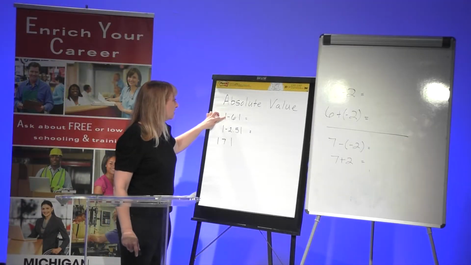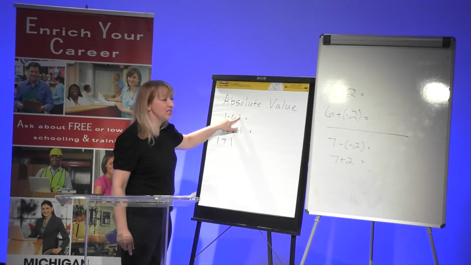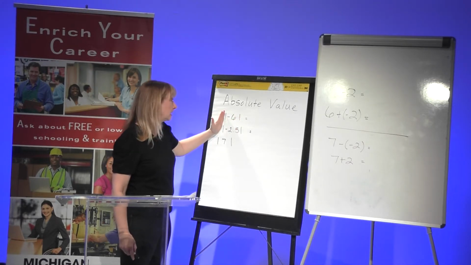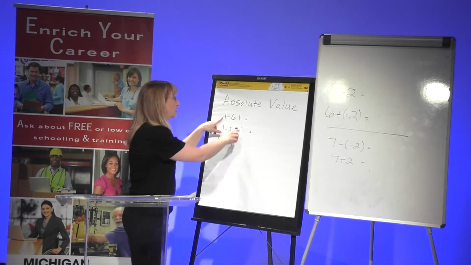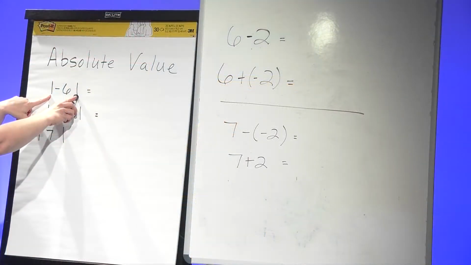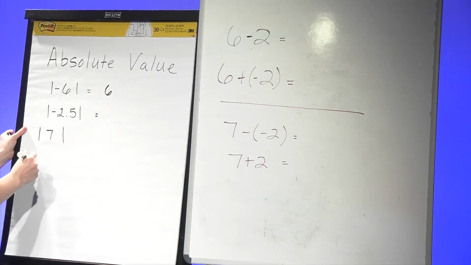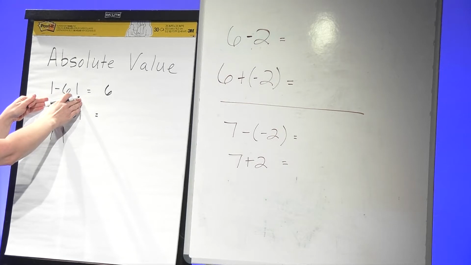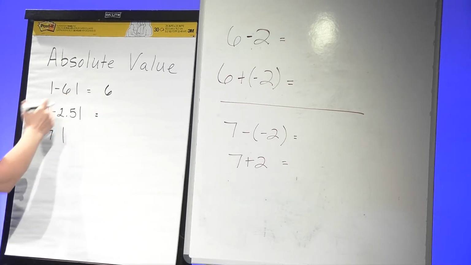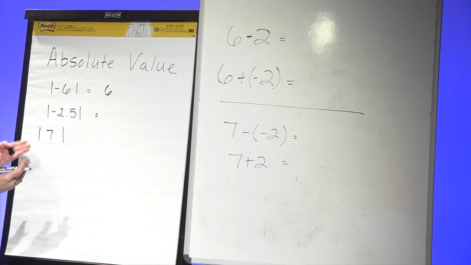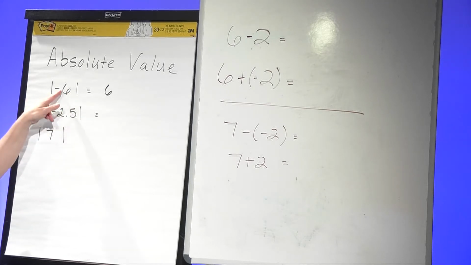You know they're asking for absolute value when you have these straight parallel lines. So what we're looking for here is what is the absolute value of -6. The absolute value of -6 is simply 6. So whatever is inside these bars just becomes positive. What does that mean? Why does it become positive? Because we're just talking about the distance from 0 to this number.